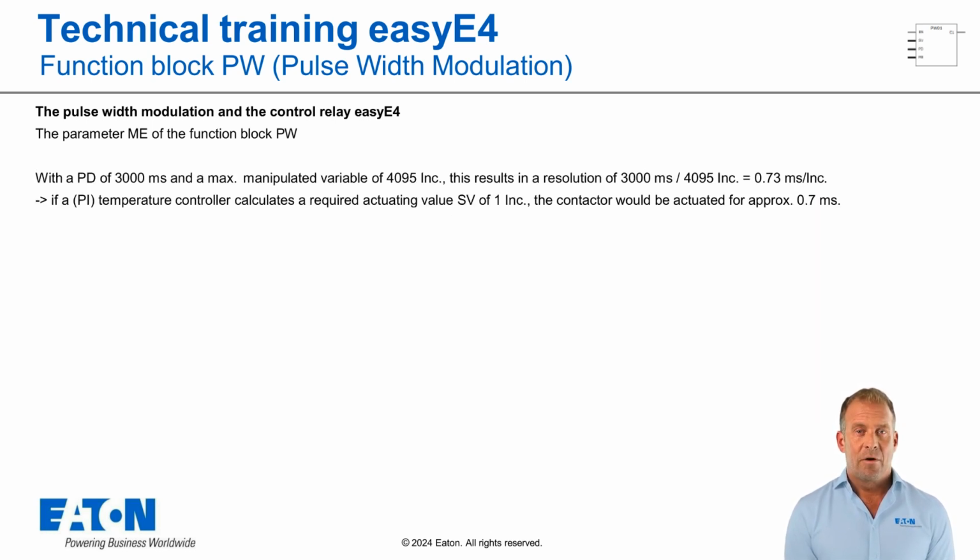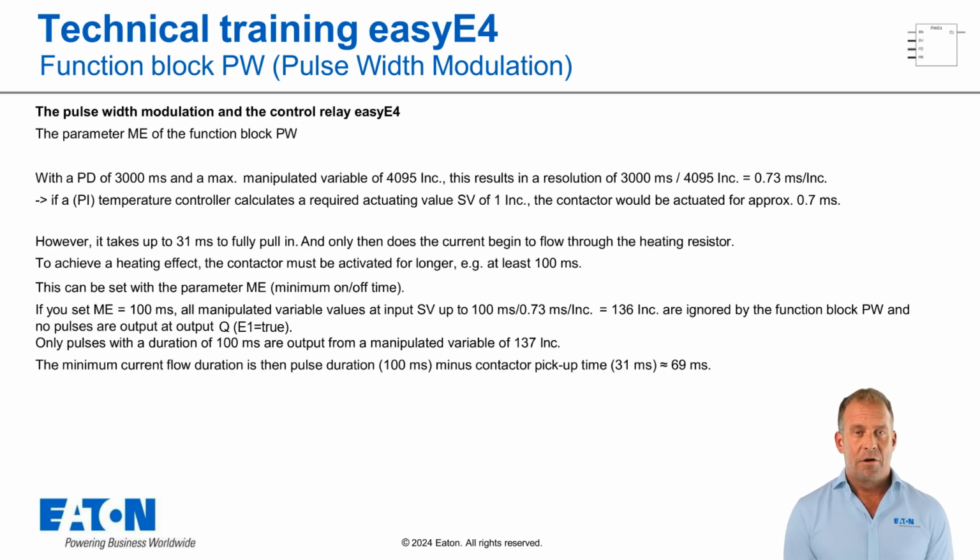With a PD of 3000 milliseconds and a maximum control variable of 4095 increments, this results in a resolution of 3000 milliseconds divided by 4095 increments, which is equal to 0.73 milliseconds per increment. This means if the PI temperature controller calculates a required control variable SV of 1 increment, the contactor would be controlled for approximately 0.7 milliseconds.